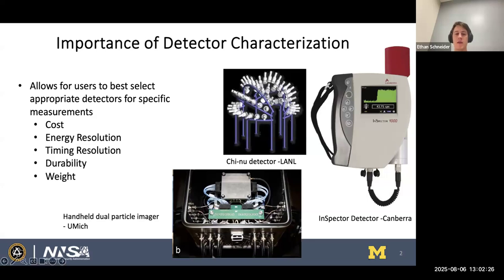For instance, this is very important for like Ricardo's dual particle imager that was talked about last week, where you want something with great timing resolution as well as sensitivity to both neutrons and photons, and the ability to distinguish between the two. So there's that added component of what else you might need there.